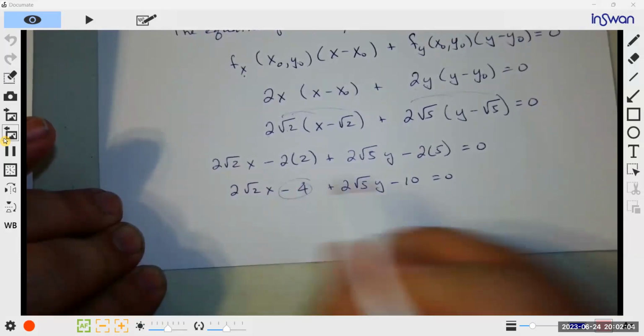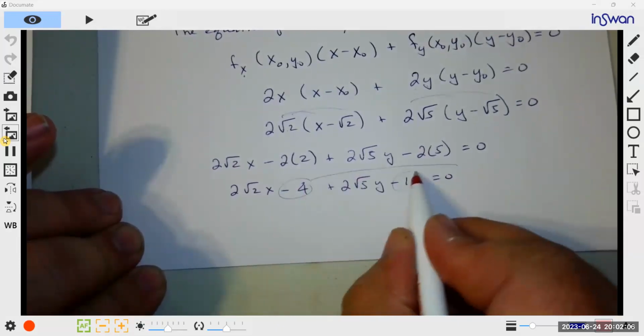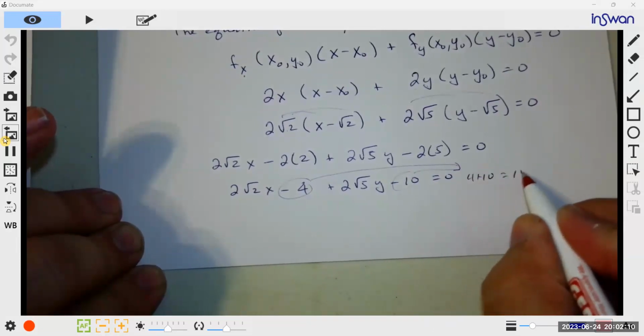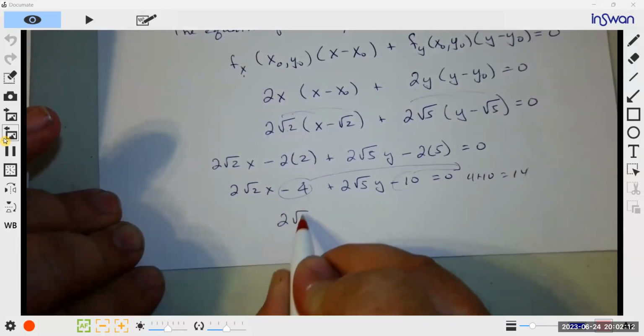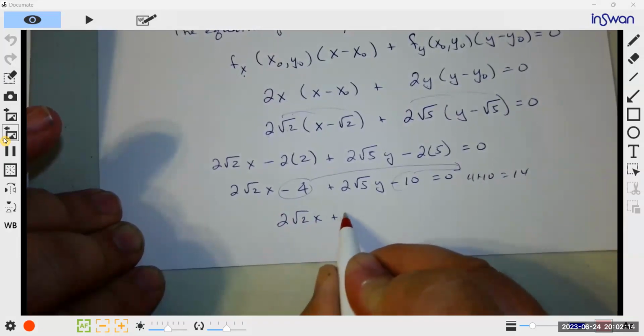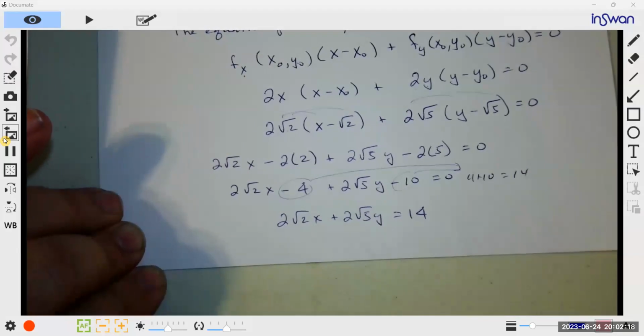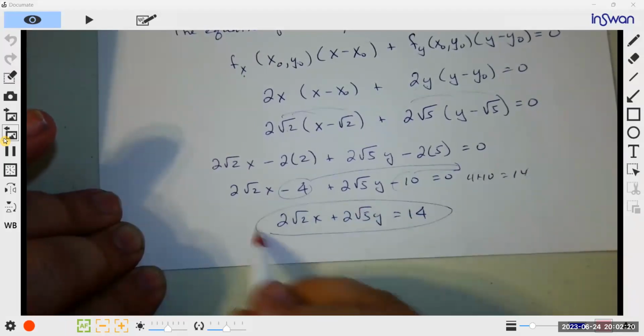So move these two numbers to the other side. So it becomes 4 plus 10, which is 14. So we have 2 radical 2x plus 2 radical 5y equals 14. And that's our equation of the tangent line.